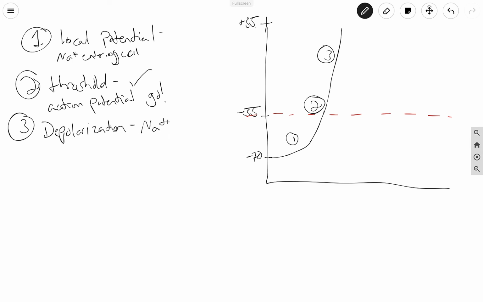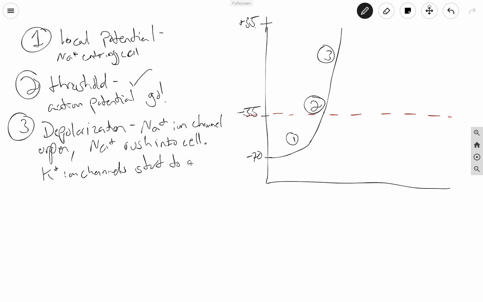So at this point, our sodium ion channel opens, and sodium ions are going to rush into the cell, making it very positive. The potassium ion channels start to open. They're not quite open yet.